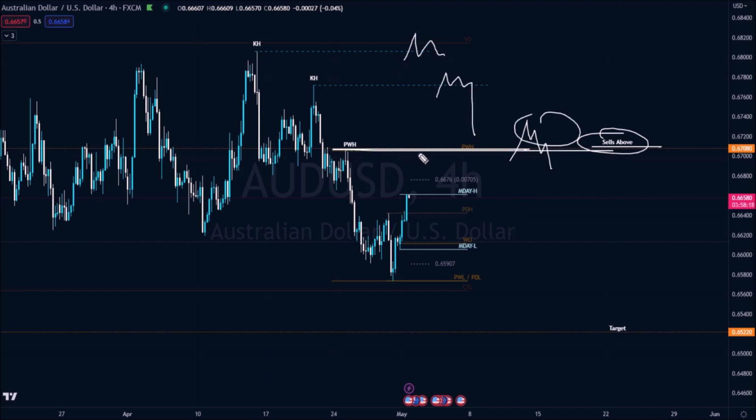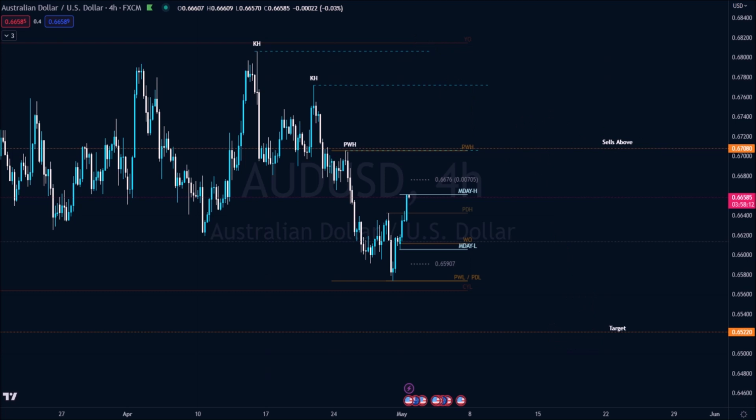I do prefer if we take a sweep of this previous weekly high and then start to sell off. The overall target is down here. You'll find all those charts in the members area. So looking for sales on Aussie dollar with prime area to get in around the previous weekly high.